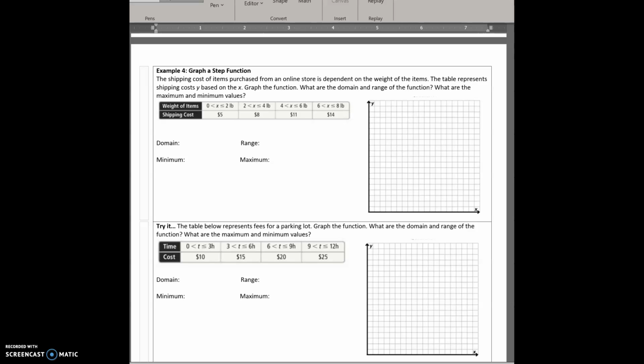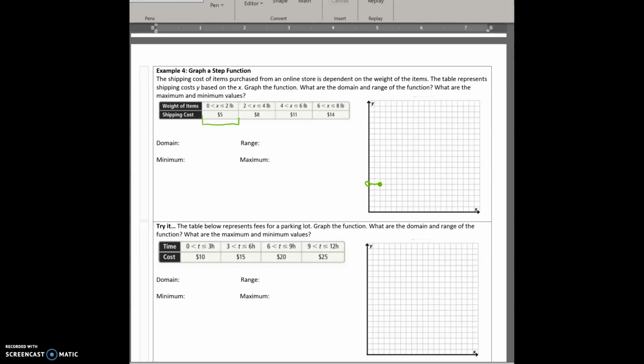So from 0 to 2 pounds, it's going to cost $5. So from 0 to 2 pounds, so from here to here, it's going to cost $5. So 1, 2, 3, 4, 5. So from here, and it's an open dot because if it's 0 pounds, it's going to cost $0. To there would be the green one.